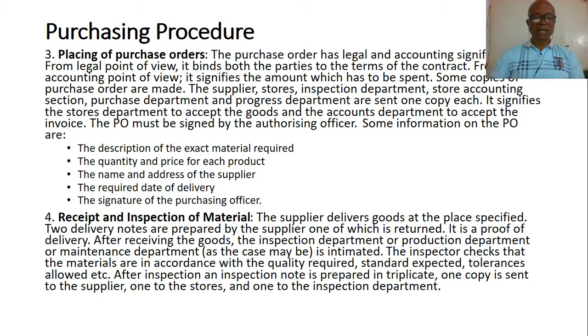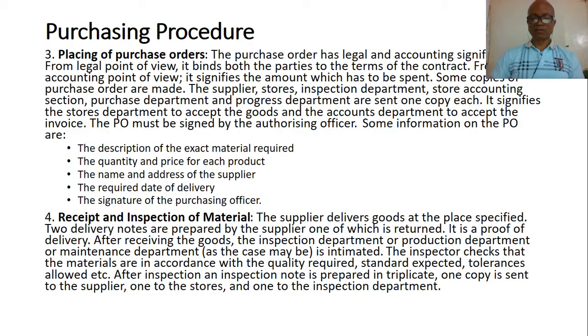Then the fourth one is the receipt and inspection of materials. So when the suppliers bring goods into the store, the next thing is to receive and inspect the order, to compare what was ordered and what was delivered. So that talks about receipt and inspection of the material. The supplier delivers goods at the place specified. Two delivery notes are prepared, usually by the supplier, one of which is returned. It's a proof of delivery.